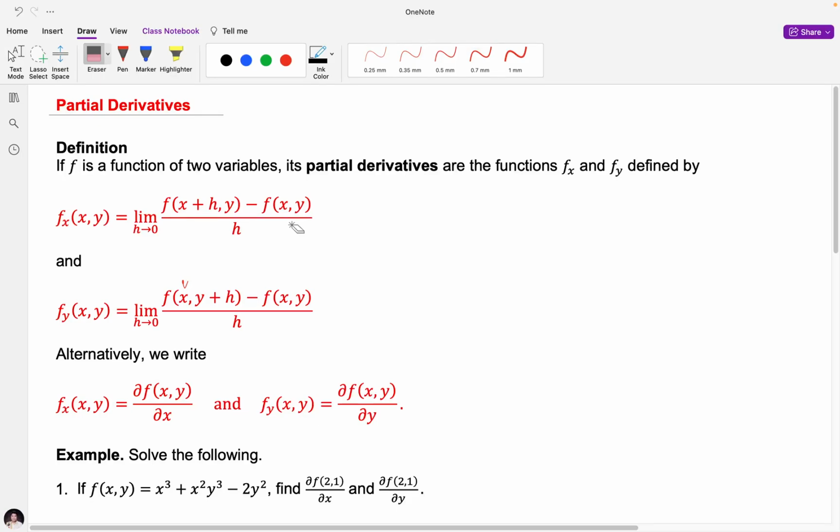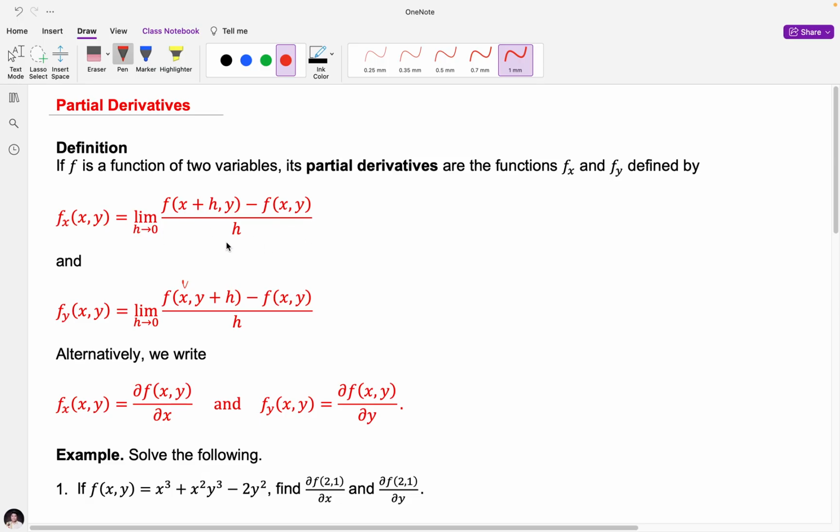Hello everyone, in this lesson we will be discussing partial derivatives. So we have here the definition. If f is a function of two variables, x and y, its partial derivatives are the functions, this is the partial derivative of f with respect to x and the partial derivative of f with respect to y, defined by this one.